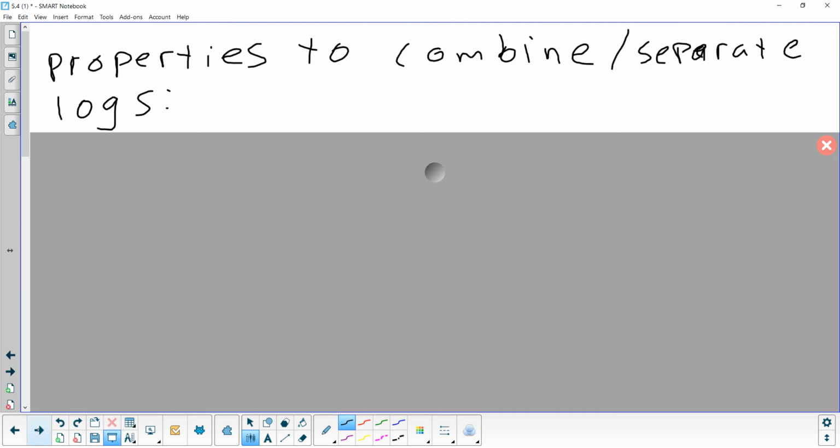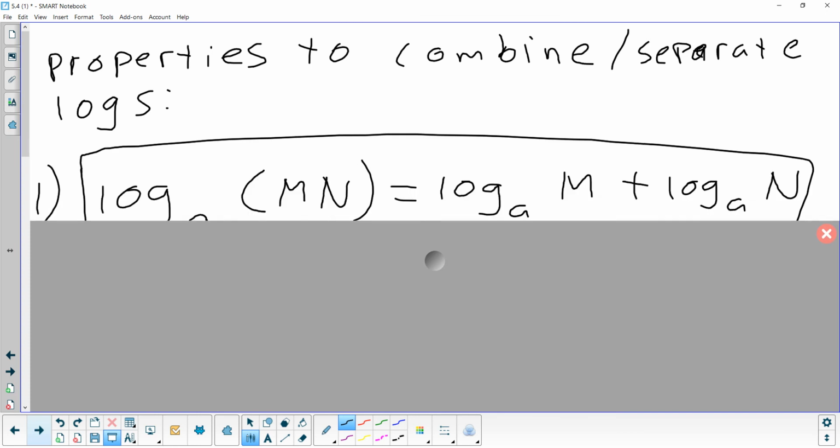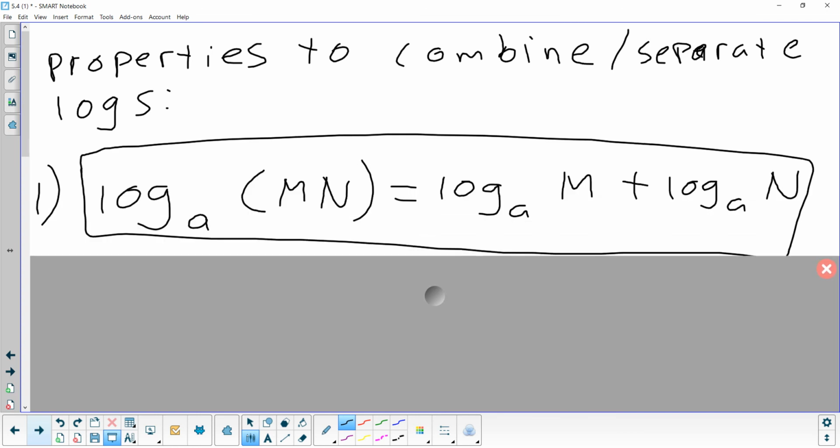All right, so the last thing is how we can take logarithms that are separate and combine them, or take ones that are combined and split them. So it's kind of like combining like terms. And there's 3 properties I'll show you. The first one has to do with a log of a product. The log of a product can be split apart into a sum.